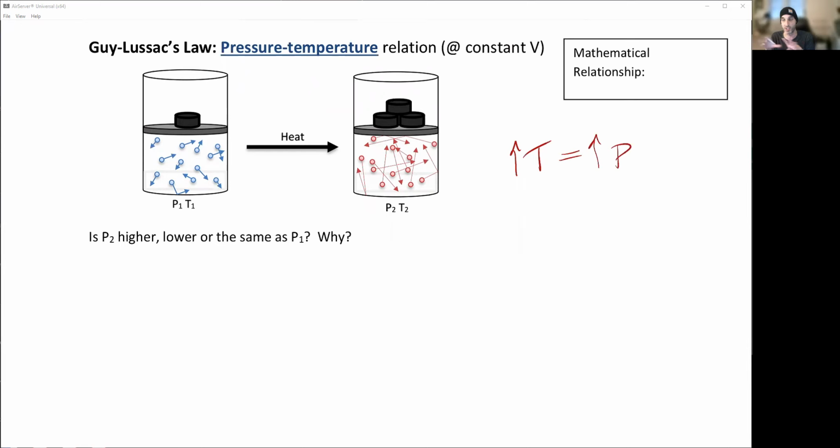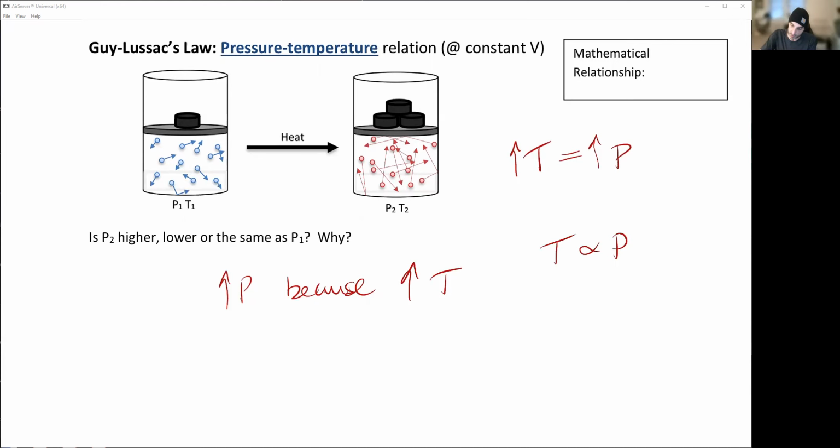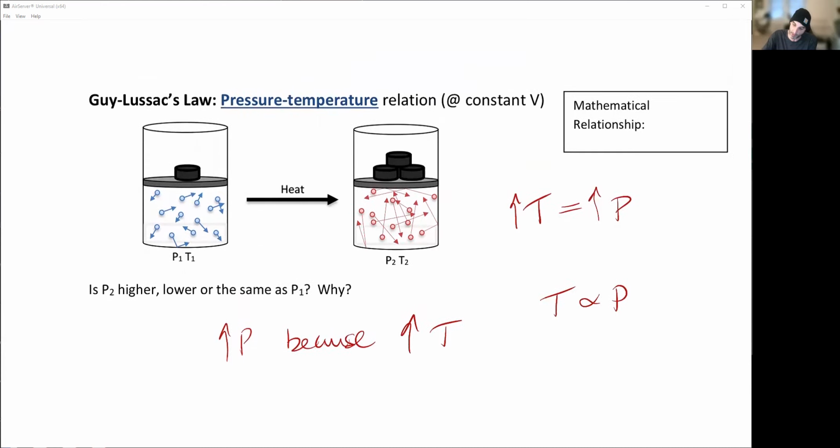These things are pushing harder against the walls because they're moving faster, and therefore we see, is P2 higher? Yes, P2 is higher. We see an increase in pressure because of the increased motion, because of the increase in temperature. So these two things are directly proportional to one another. Temperature is directly proportional to pressure. So the relationship is much the same as it was for the one above.